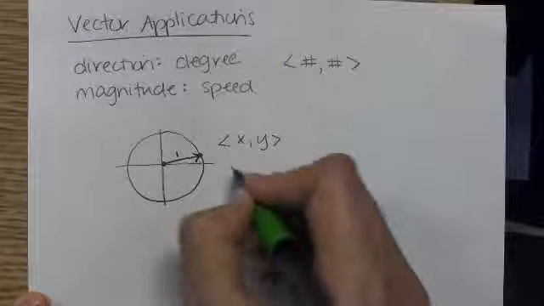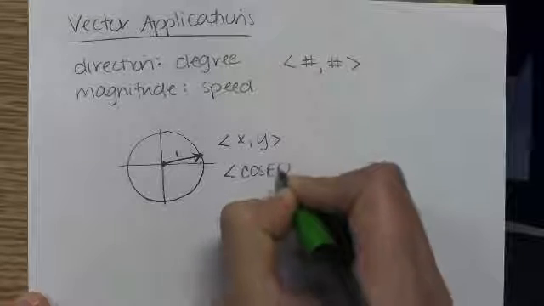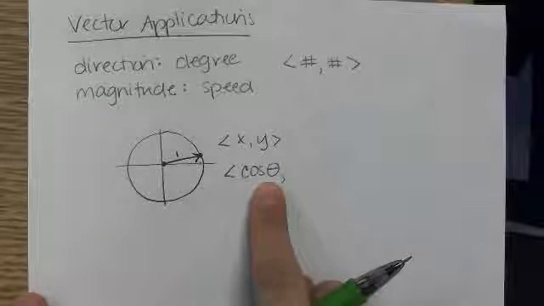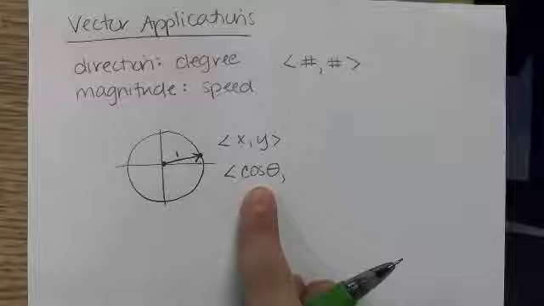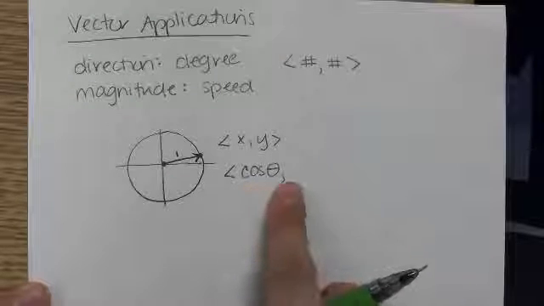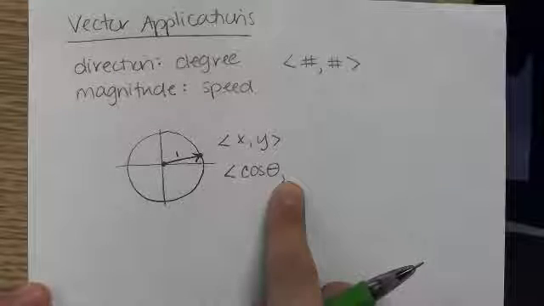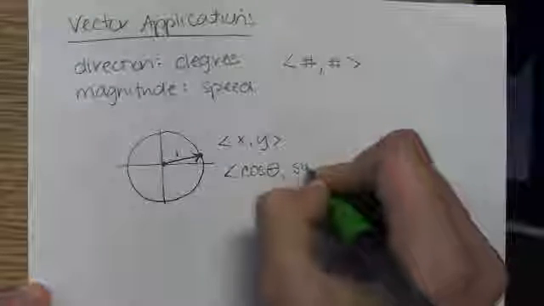It was cosine. So if I say cos theta, if I know what the degree measure is, then cos theta would correspond to that horizontal component, because it's how far to the right you would go. And then what would correspond to that vertical component? Sine theta.